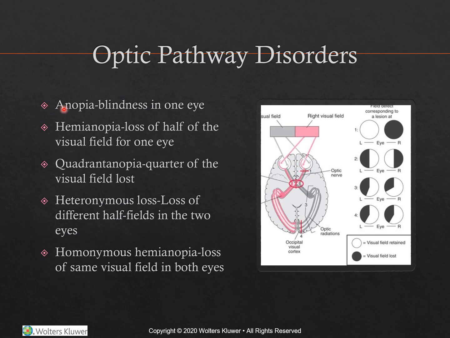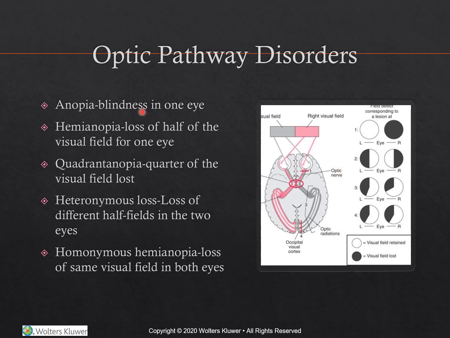So one is called anopia, or blindness in one eye. And in the picture, that's represented by number 1. So you can see that here, white is normal visual field retainment, and black is where we have visual field loss. And that corresponds to a lesion that's right here within the optic nerve itself, coming from the right eye. So all the signals coming from the right eye are completely lost. And so we get anopia, or blindness in the right eye. So we lose that right visual field.